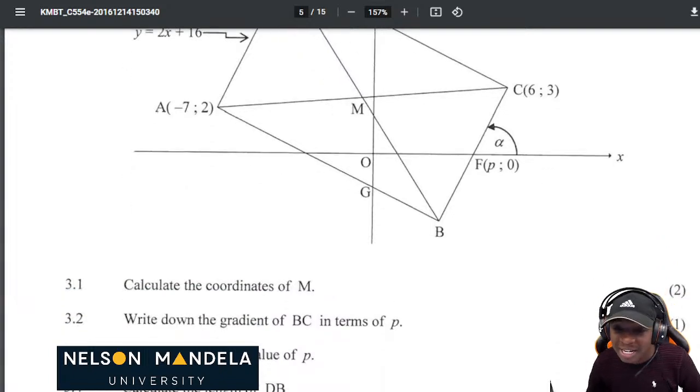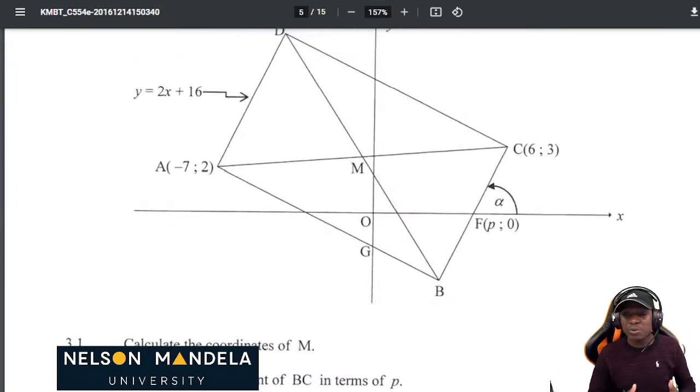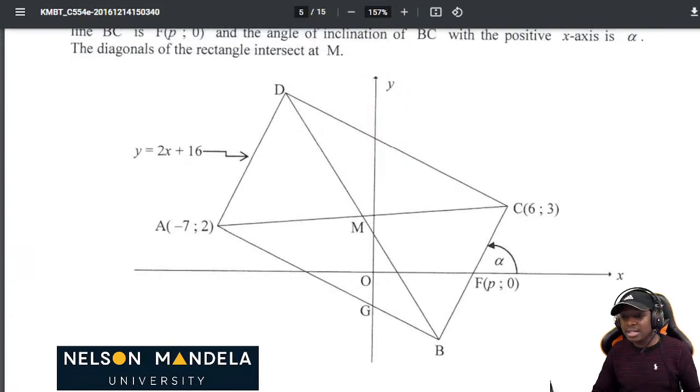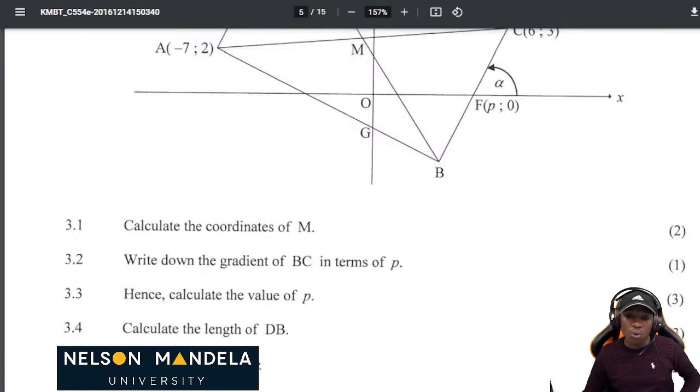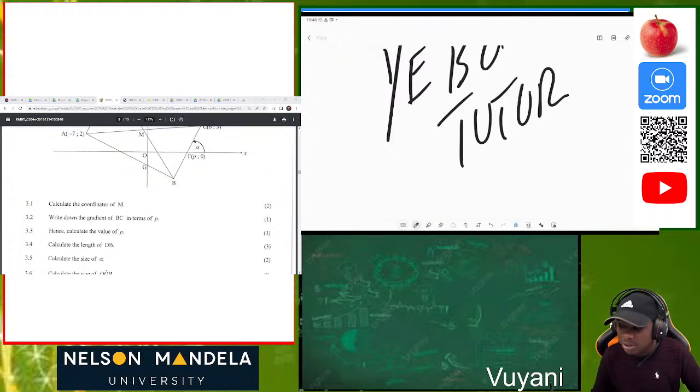Question 3.1, calculate the coordinates of M. We analyzed and were able to see that M is the midpoint of line AC and also line DB. So now we need to know how to calculate the midpoint. How do we calculate the midpoint? We calculate the midpoint by using this formula.